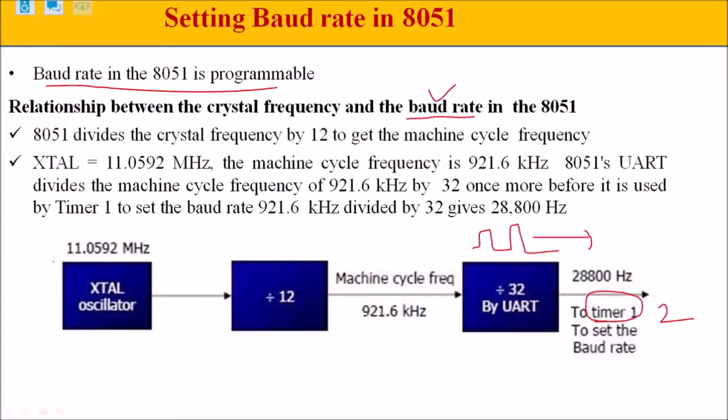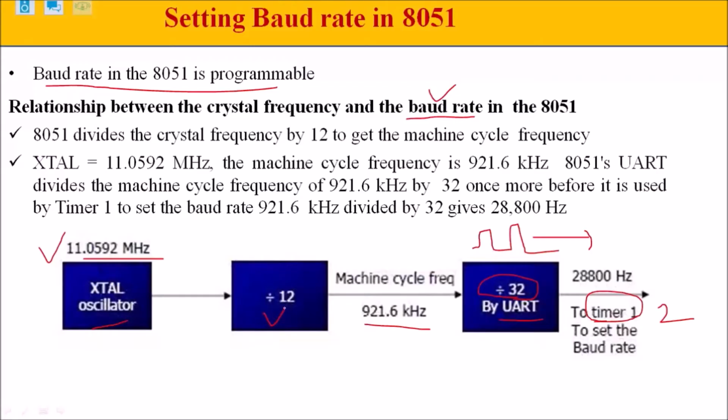In this diagram, it is shown that this is the crystal oscillator of 8051. We generally use 11.0592 megahertz frequency. This is divided by 12 by the timer block. You should remember that the oscillator frequency is divided by 12 and then given to the timer block of 8051. If you divide the crystal frequency by 12, you will get 921.6 kilohertz. This frequency is given to the UART block. The UART block divides this frequency by 32.